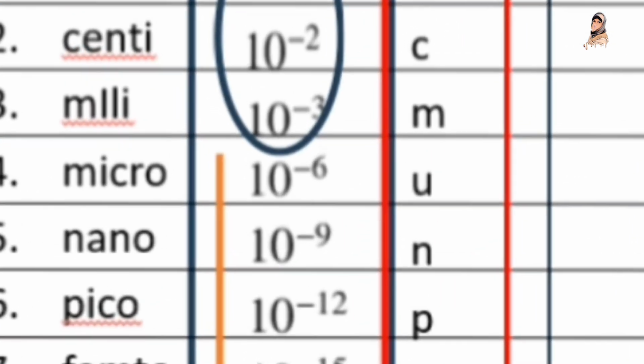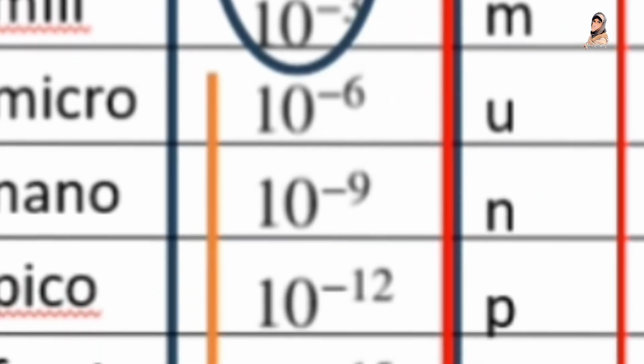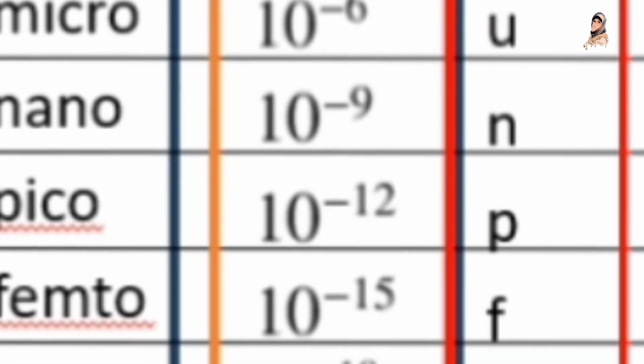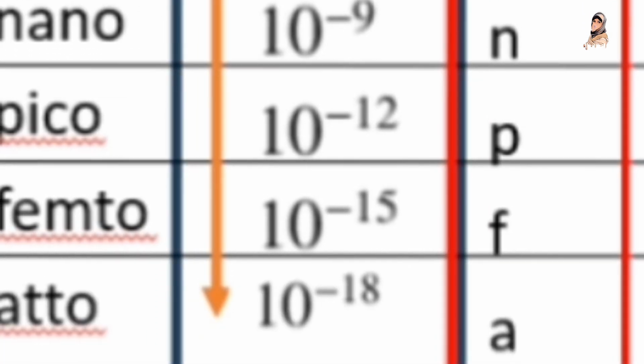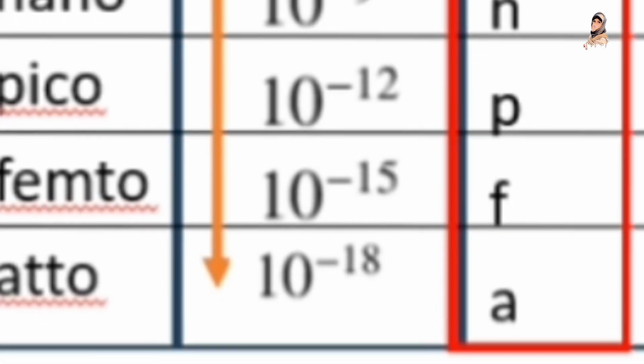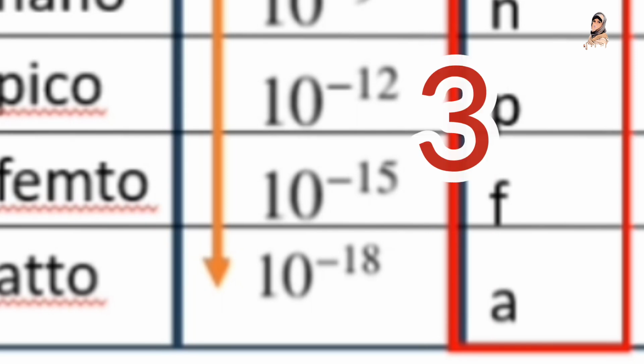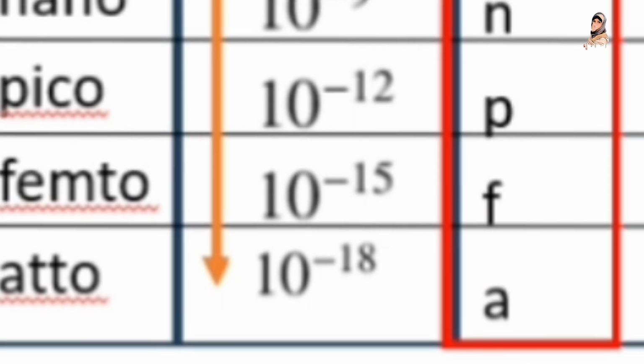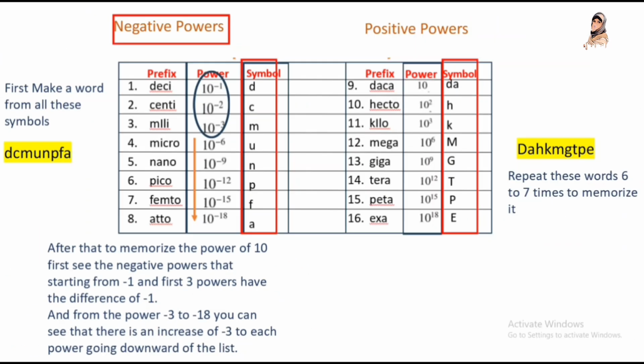So the difference between power -6 and power -9 is -3 and the difference between -9 and -12 is -3. Similarly, the difference between -12 and -15 is -3 and the difference between -15 and -18 is -3. So there is an increase of -3 to each power going downward of the list.